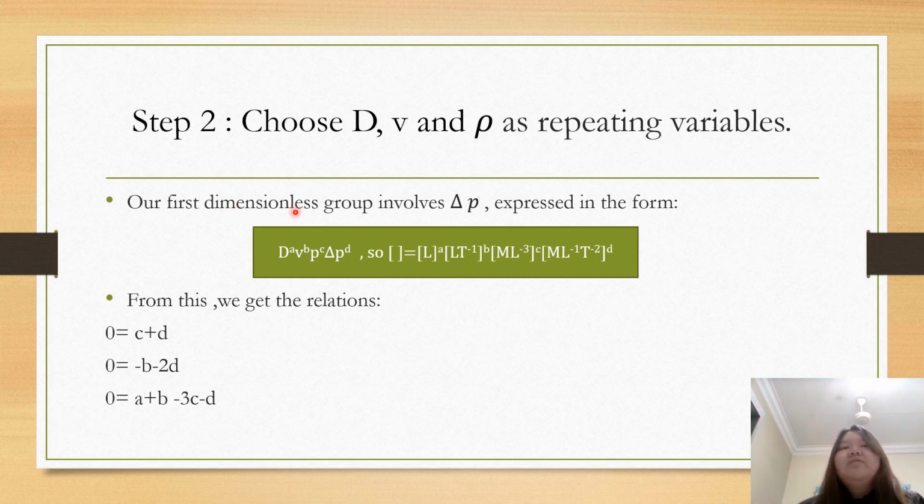So our first dimensional group involves pressure drop expressed in the form like this, where D to the power of A, V to the power of B, density to the power of C, and also pressure drop to the power of D. So we have to write down the dimensions for each of the terms above, right? So from this equation, we can get the relations where 0 equals C plus D, 0 equals -B minus 2D, 0 equals A plus B, minus 3C, and minus D.